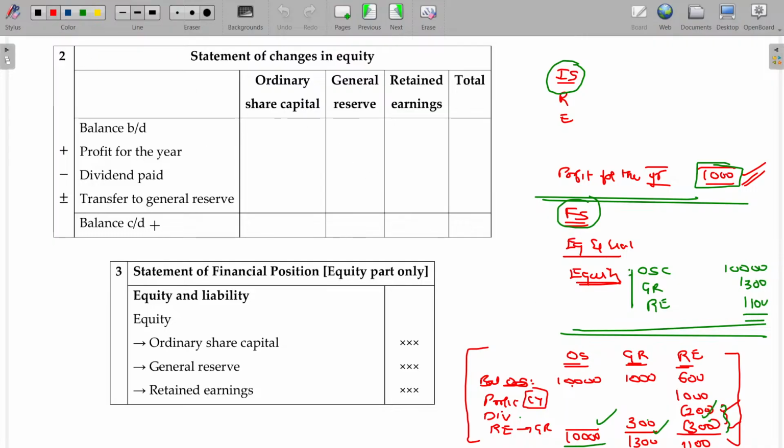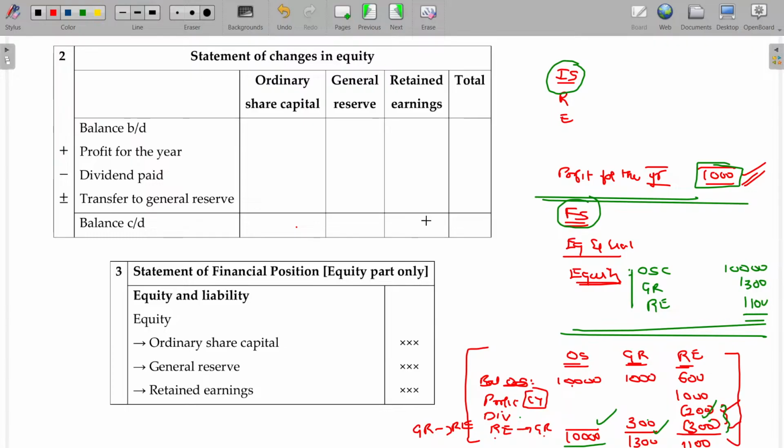So this is the logic. It may be not only a transfer from retained earnings to general reserve; the other way is also possible. If there is a shortage, we can withdraw from the general reserve for our current year's requirement, into retained earnings. Transfer to general reserve or transfer from general reserve are both possible.